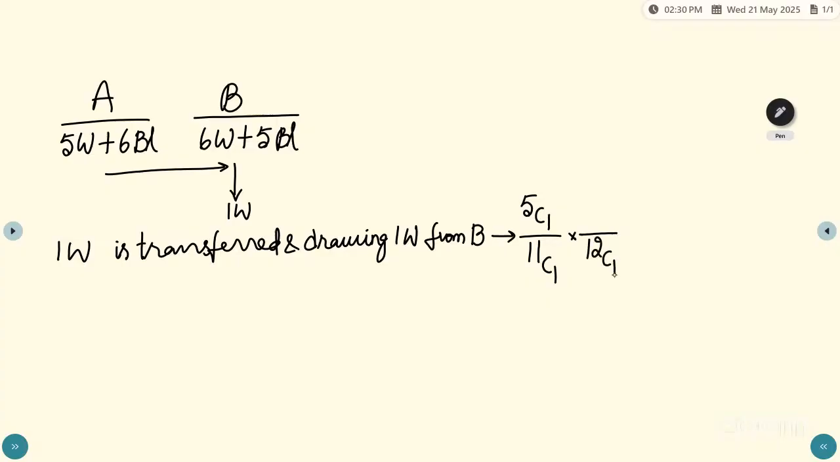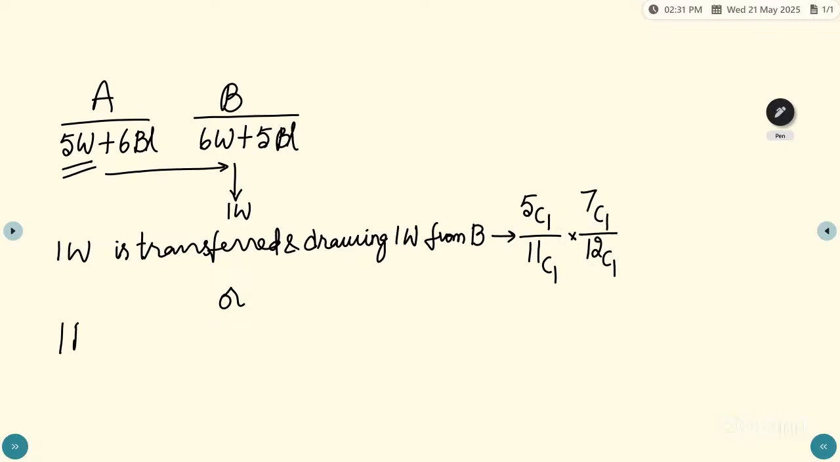Choose one. Okay. How many balls are there now? One white from A to B. B is having already 6. One more is added. 1 plus 6. Out of 7, choose one. If you are transferring a ball from A to B, then drawing white ball from box B is this one. Transferring and picking ball from second box. Okay, one white is transferred, picking white from second.